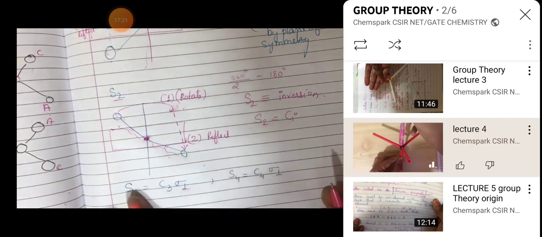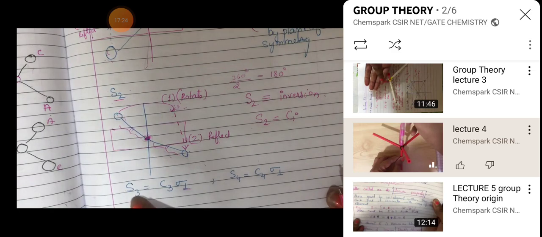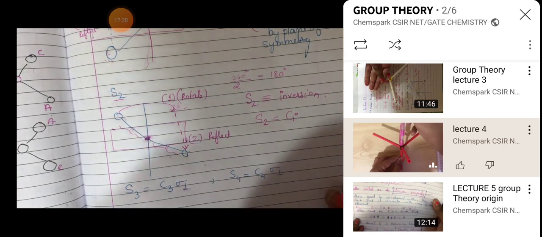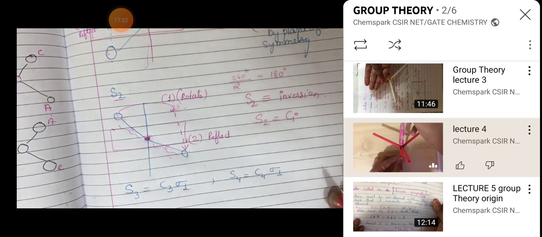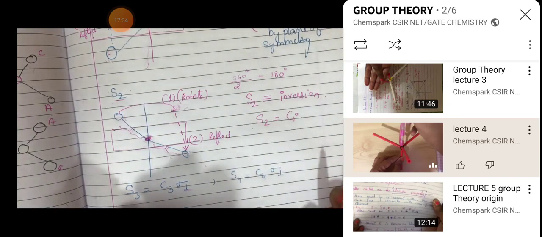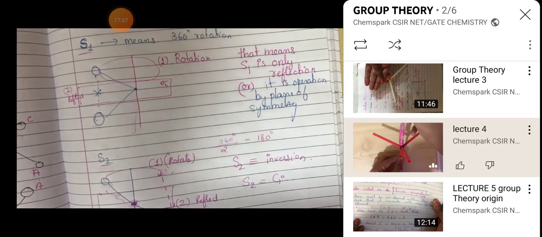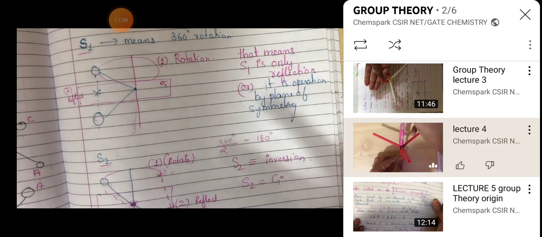Now what if S3 comes into the picture? S3 means C3 axis with sigma perpendicular. S4 means C4 axis with sigma perpendicular. So this was all about elements of symmetry. In our next lecture, we will see more about the mathematical formation, as we have clubbed all this together. So this was all about the basics of symmetry, symmetry element and symmetry operation. I hope you have got a clear idea about symmetry element and symmetry operation.